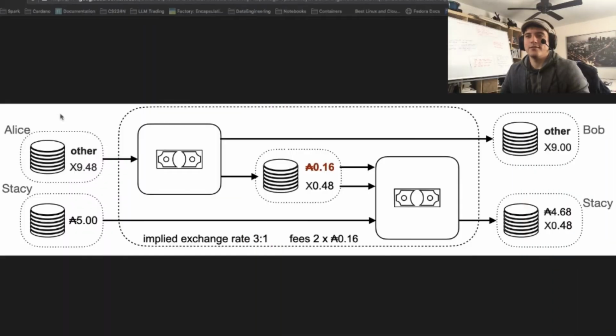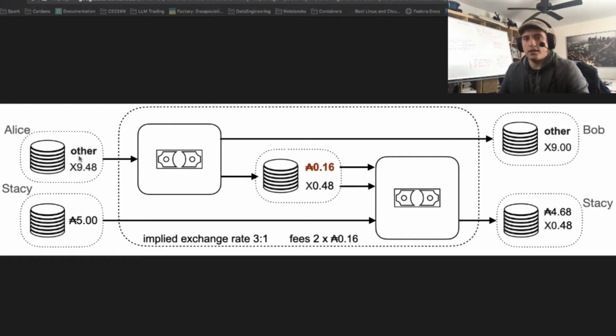So let's real quick check out the diagram that IOHK provided us. We have the classic Alice and Bob situation here, with Stacy added, who could be, for example, the stake pool operator, or anyone willing to cover the fee in ADA in this situation.